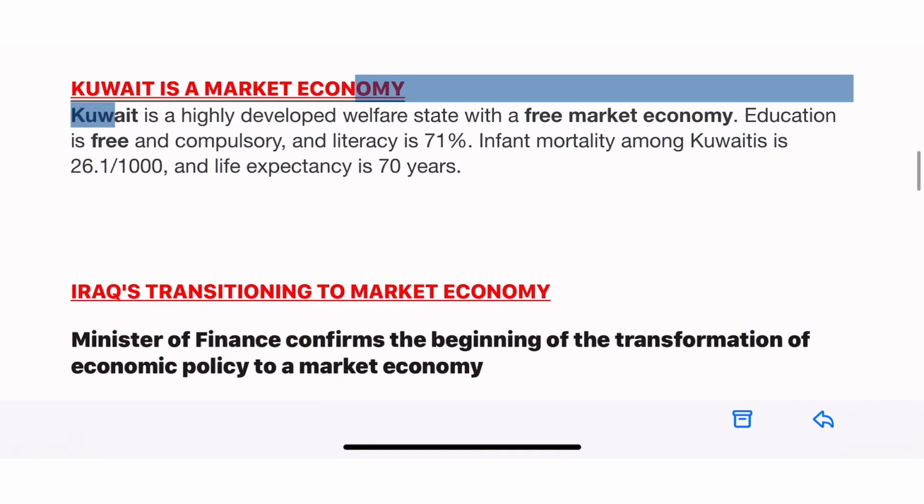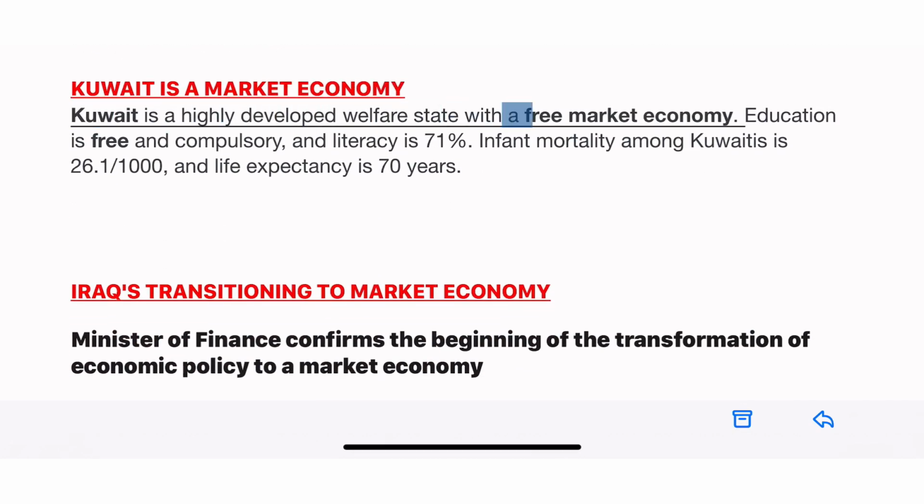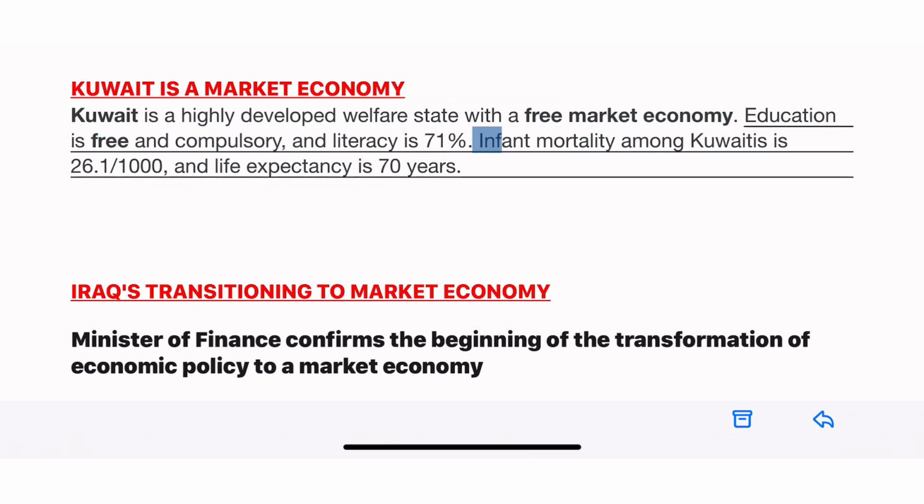Kuwait is a market economy. Kuwait is a highly developed welfare state with a free market economy. Education is free and compulsory, and literacy is 71%. Infant mortality among Kuwaitis is 26 per 1,000, and life expectancy is 70 years.